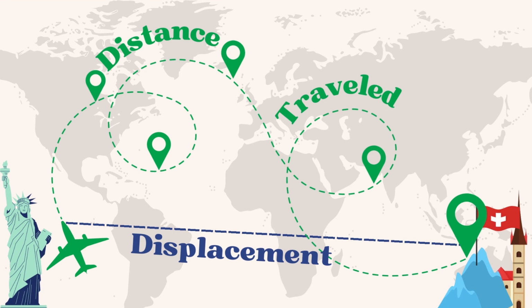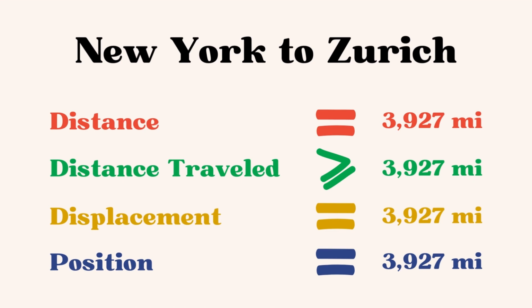Now I could take a plane between these two cities, which means that I could take the shortest path, which is a straight line, and get there as fast as I can, in which case my displacement would be as small as possible, which is the distance between these two cities, which is immovable because these cities are anchored in the ground and they're not moving. So distance between cities is never going to change. In this case, it's 3,927 miles.